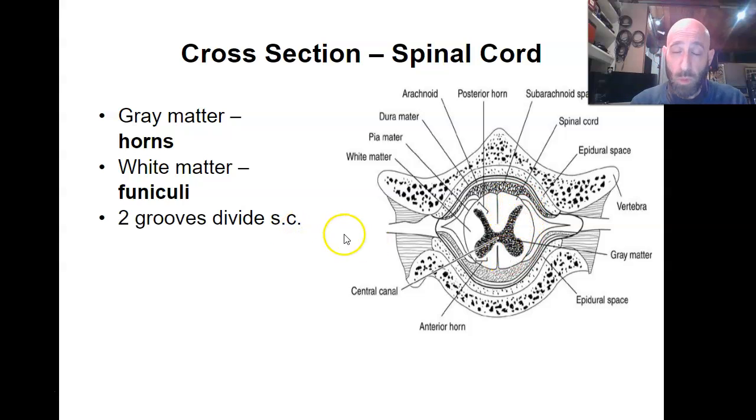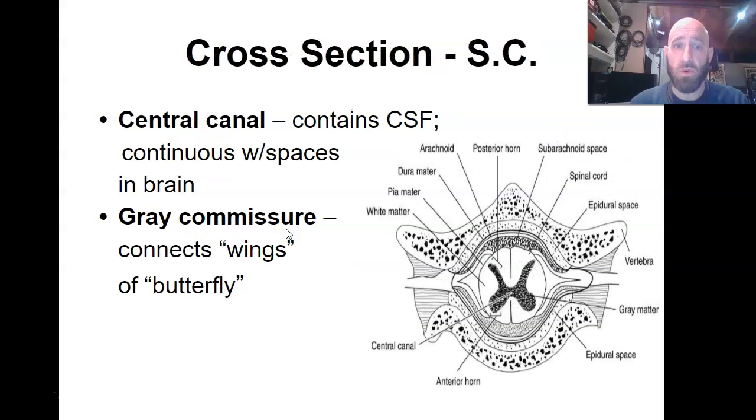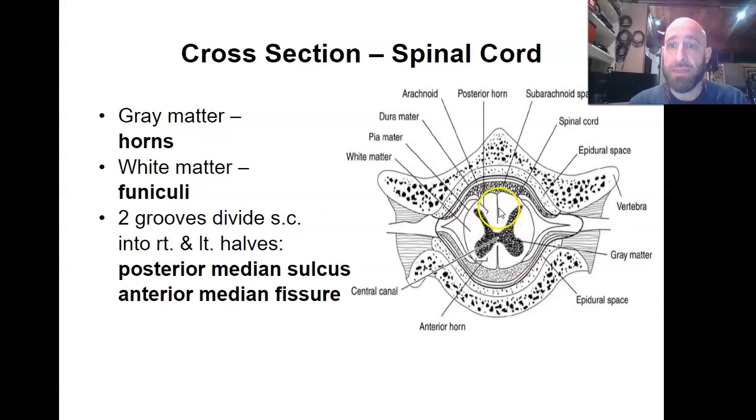There's also some grooves that you're going to see in the spinal cord that's separated into two sides. And there's one on the front and there's one on the back. In the back, this is called the posterior median sulcus, and then the front is the anterior median fissure. So there's two sides to the spinal cord, just like there's two sides to the brain. There's a right and a left hemisphere of the brain, and there's a right and a left side of the spinal cord. And what separates them? In the back, it's the posterior median sulcus, and in the front, it's the anterior median fissure.